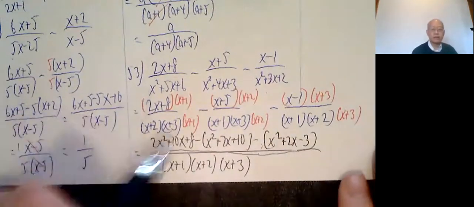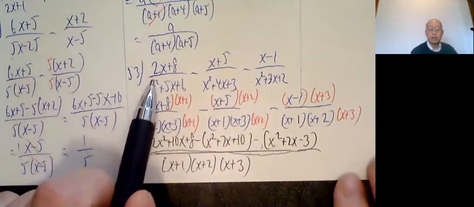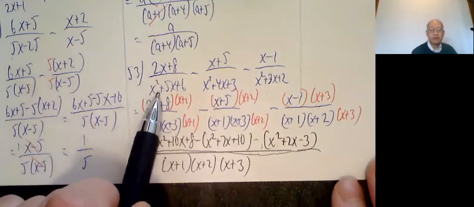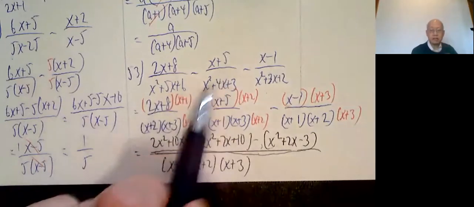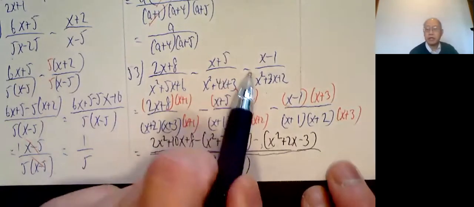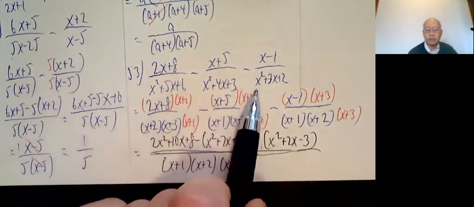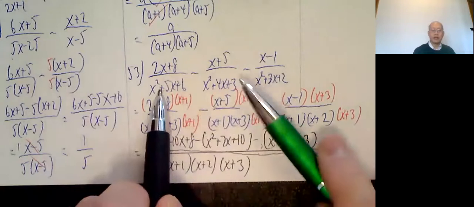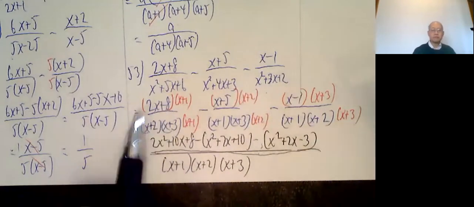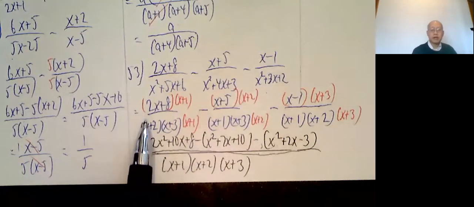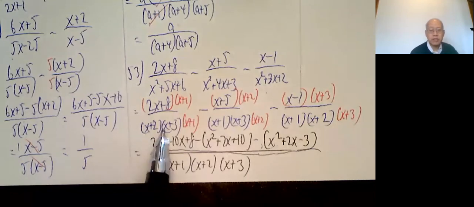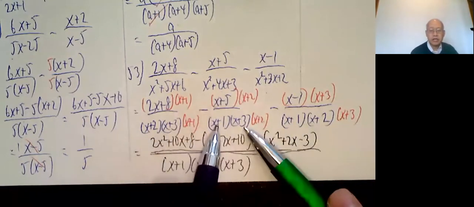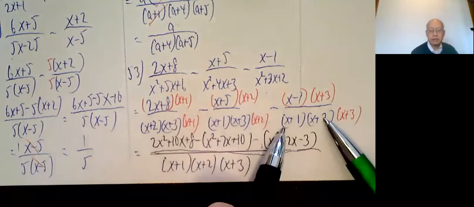53 is a little bit harder, a lot more stuff to it. Okay, 2x plus 8 over x squared plus 5x plus 6 minus x plus 5 over x squared plus 4x plus 3 minus x minus 1 over x squared plus 3x plus 2. So in order to have any sense of what's going on, you got to factor that, factor that, factor that. Okay, so this one factors into x plus 2, x plus 3. This one is x plus 1, x plus 3. This one is x plus 1, x plus 2.